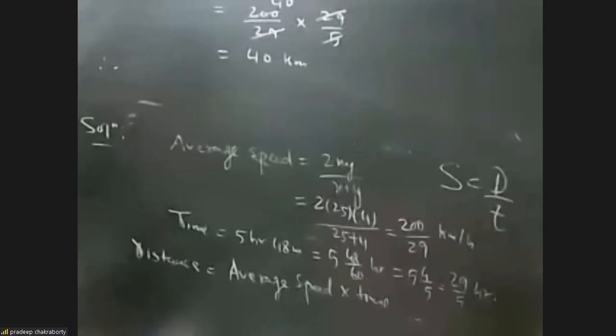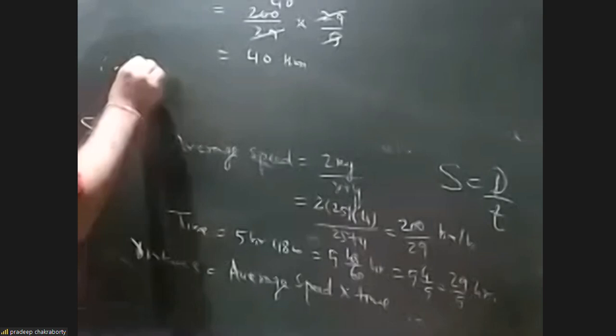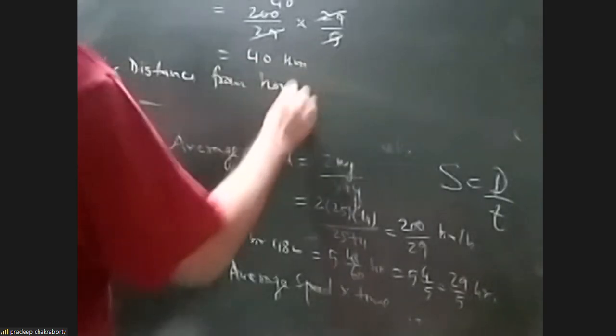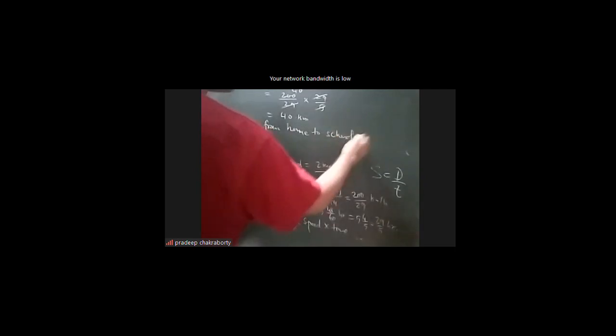So therefore, this is the distance from home to school and school back to home. The distance from home to school will be 40 by 2, so that is 20 kilometers. So this is the answer.